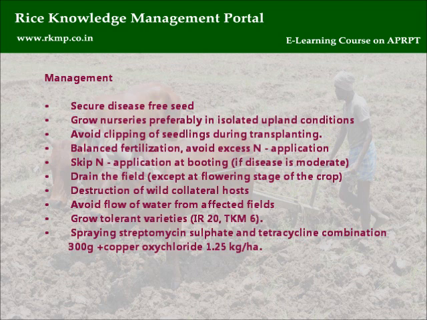Avoid flow of water from affected fields. Grow tolerant varieties IR20, TKM6. Spray a streptomycin sulfate and tetracycline combination at 300 grams plus copper oxychloride at 1.25 kg per hectare.